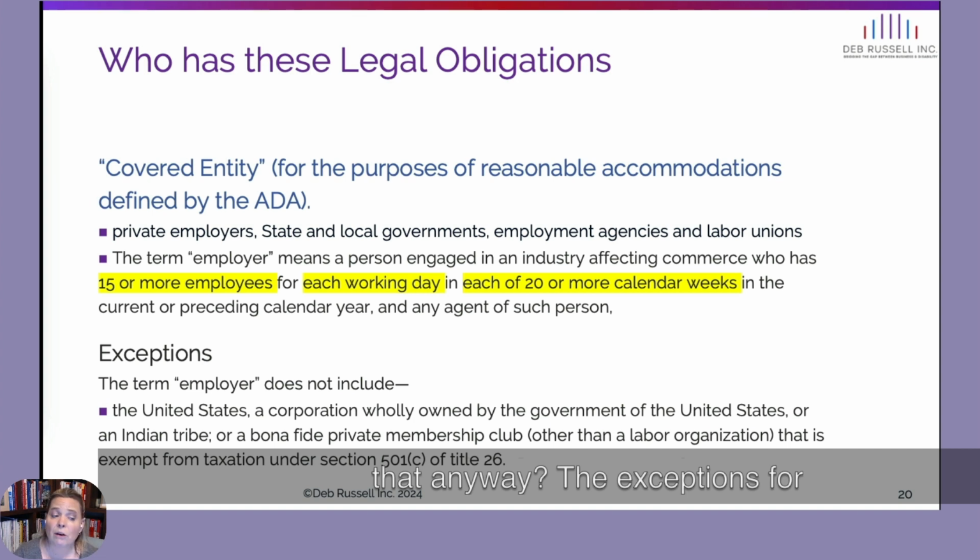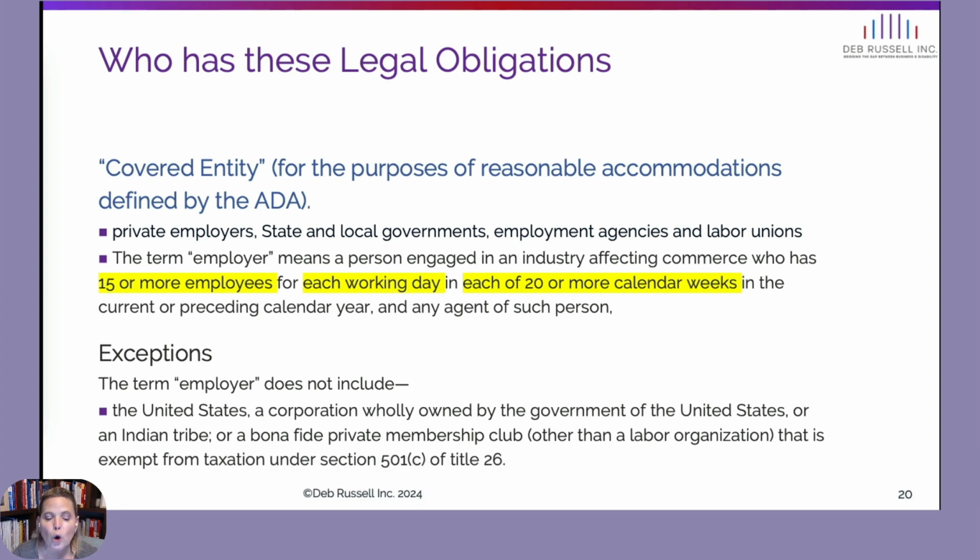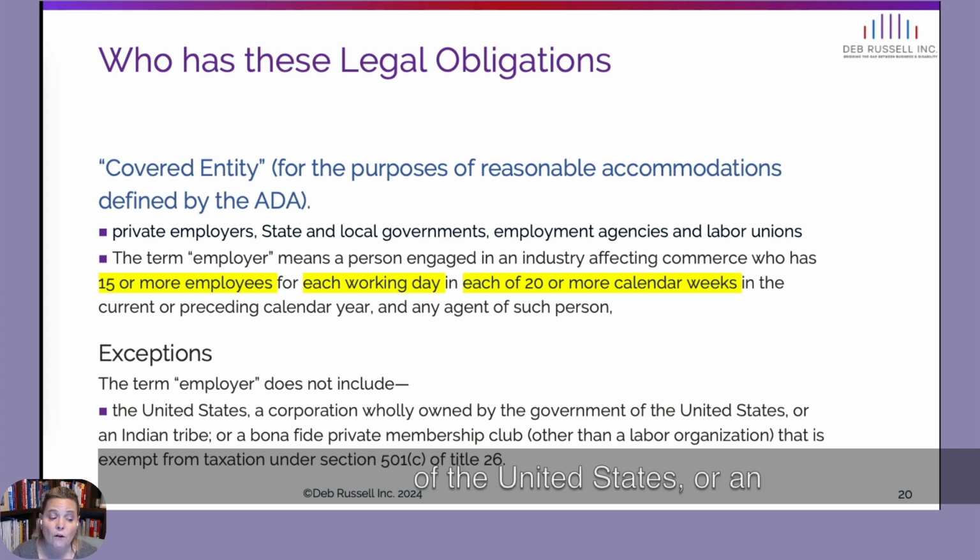The exceptions for the term employer: it does not include the United States as an employer or a corporation wholly owned by the government of the United States or an Indian tribe, or a bona fide private membership club other than a labor organization that is exempt from taxation under Section 501(c) of Title 26. So you go read that tax code and see if you fit into that. But pretty much every typical employer, except for the United States government and some private clubs, are held to the standard of being a covered entity, meaning they have to offer reasonable accommodations to their employees who are otherwise qualified.